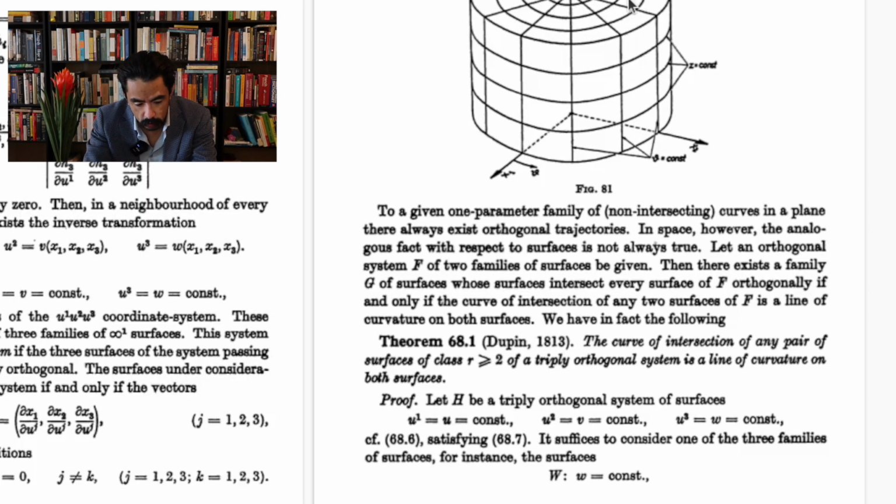First refer to u1, u2, and u3 defined as the functions u, v, and w previously, satisfying the orthogonality conditions, where if we have the dot product of any two of these curvilinear coordinates that are different from each other, then we get 0. It suffices to consider one of the three families of surfaces. For instance, the surfaces capital W such that the function lowercase w is equal to a constant.